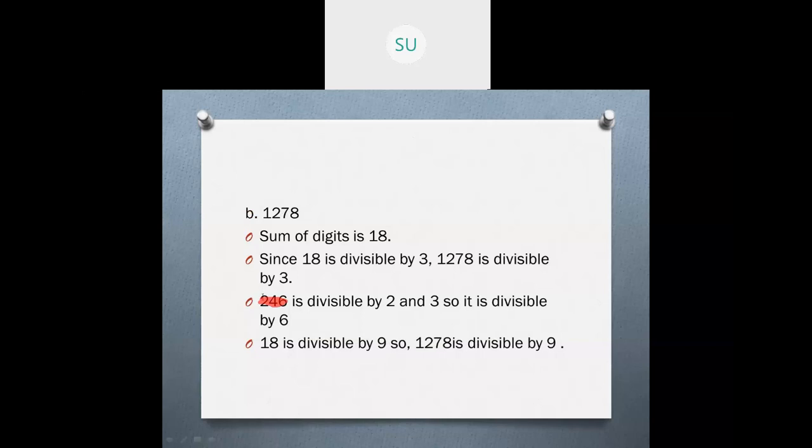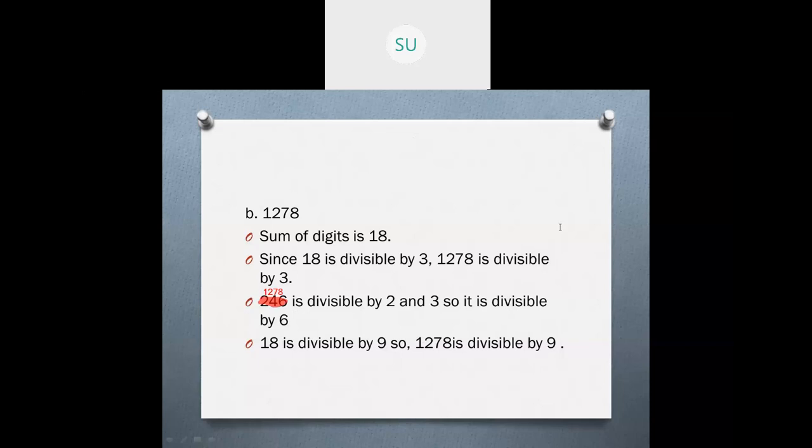Now, 1278 ends in 8, that is, the 1's place is 8, which is an even number, so it is divisible by 2. And we already saw that it is divisible by 3. Since the number is divisible by both 2 and 3, it is divisible by 6. Now, 18, that is the sum of digits, is divisible by 9, so 1278 is divisible by 9. So 1278 is divisible by 3, 6 and 9.